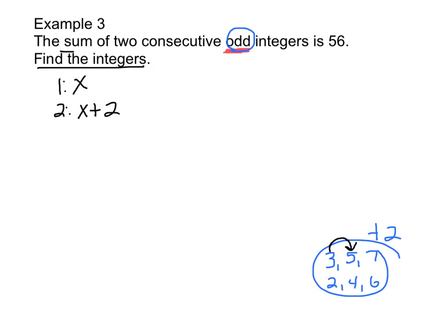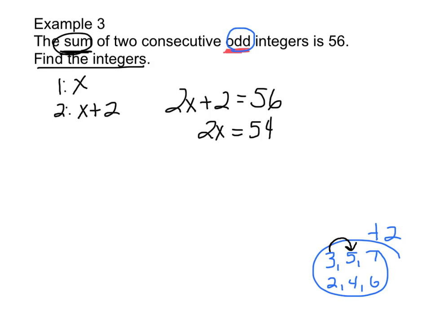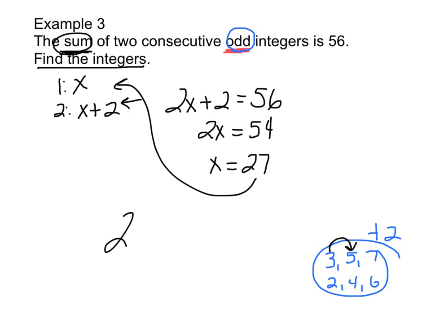So then it says the sum. Well, sum is a key word to add them. So we just add these 2 expressions. So 2x plus 2 gives me a total of 56. I solve it, subtract 2. I divide by 2. And I get my value as x equals 27. Well, I take the 27, plug it into both these values. That means the sum of 2 consecutive odd integers, those odd integers are 27 and 29.